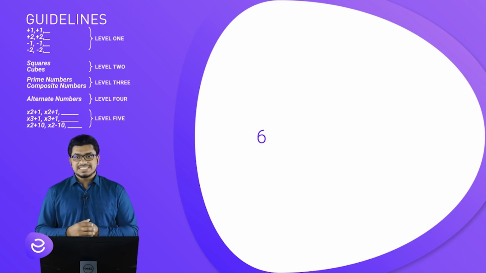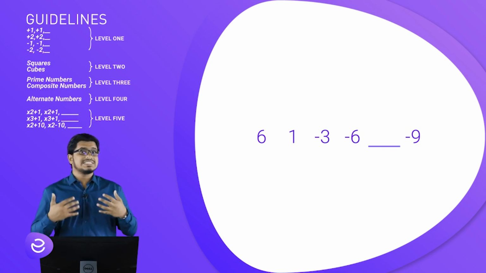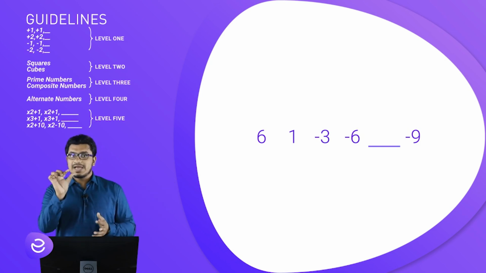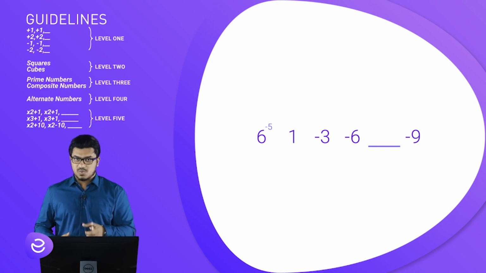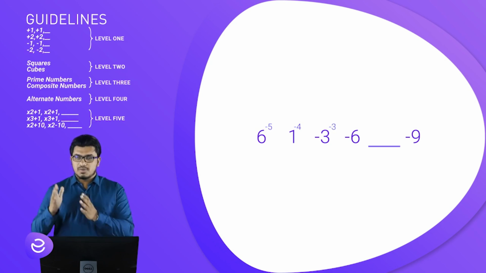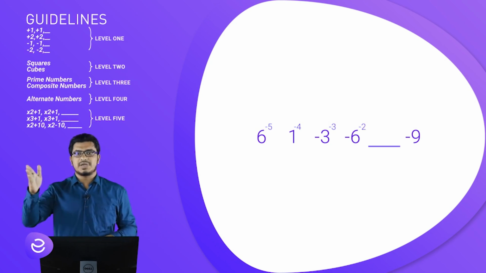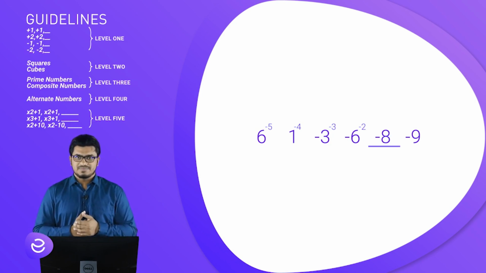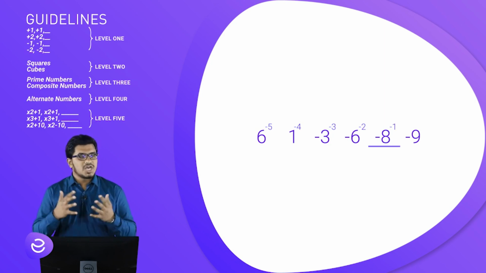The next question: 6, 1, -3, -6, dash, -9. You will get questions like these also. The dash need not necessarily be at the end. You can get a middle number which is missing. So you find the difference. 6 minus 5 is 1. 1 minus 4 is -3, -3 minus 3 gives you -6. So -5, -4, -3. So the next one will be -2. So -6 minus 2 gives you -8, which is the answer. So these are all the simple types of difference questions. You find the difference between the numbers, and you will get the answer.